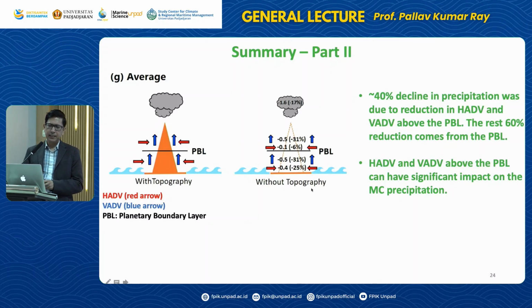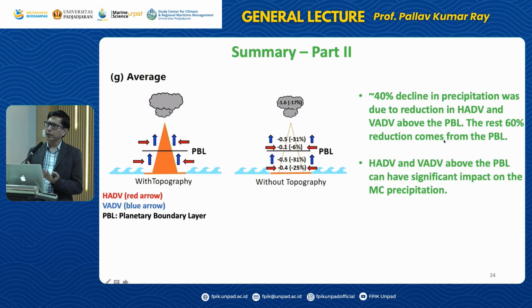So what we find is, without topography, so let's say these are the horizontal and vertical advection within PBL and above PBL. Now, when we look into these terms separately for below the planetary boundary layer and above the planetary boundary layer, what we are seeing is that there is a 40% decline in precipitation, which was due to reduction in horizontal advection and vertical advection above the planetary boundary layer.